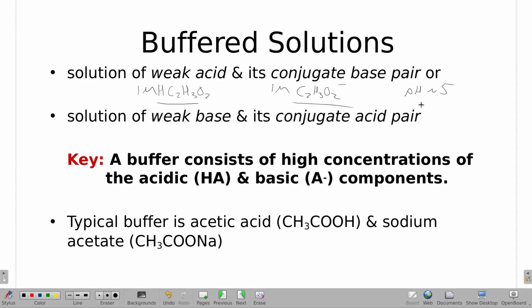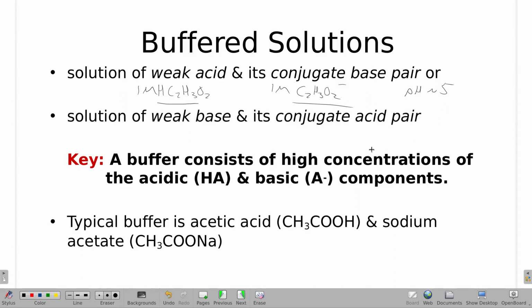And right around 5, if I add acid to it, all the acid gets neutralized by the base floating around there. And if I add base to it, it all gets neutralized by the acid going in there. And the pH stays relatively the same. It will change ever so slightly, but it's a very small change. Now, I can use different acids and their conjugate bases and get different pHs. So that's how they fine-tune these buffer solutions to whatever pH they want. They change which acid and which base.